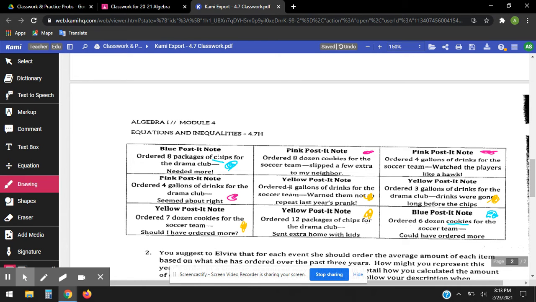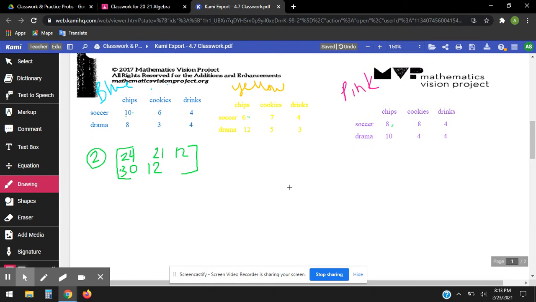Yellow, yep, 3 gallons of drinks. Okay. So 4 plus 3 plus 4 is 8, 9, 10, 11. Okay. So now to find the average, we have to add them. We added them all together, and we need to divide by 3.